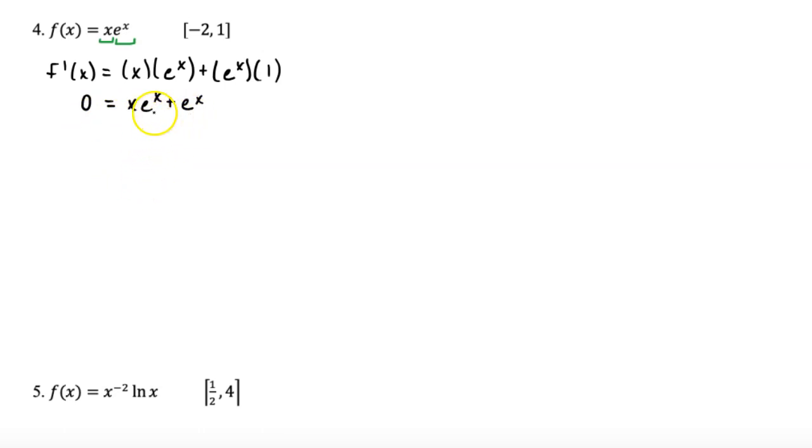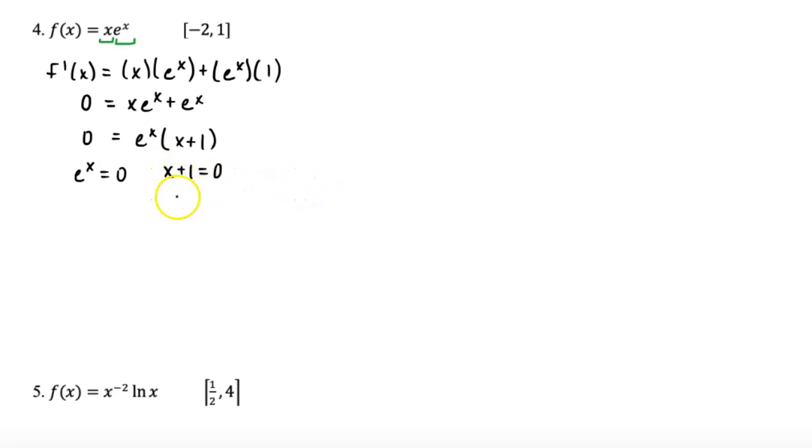Now this is extremely difficult to solve as is, however, I see an e to the power of x in both terms on the right-hand side. And so I'm going to factor out that e to the x. When I do that, this leaves me with an x plus 1. Now because this is set equal to 0, I can use that zero product property and say that this equation is going to be true if either of these factors is equal to 0. And so I've got two equations now, that e to the x can be 0 or x plus 1 can be equal to 0.